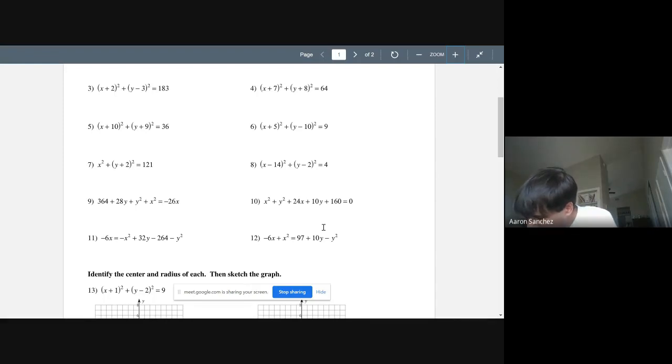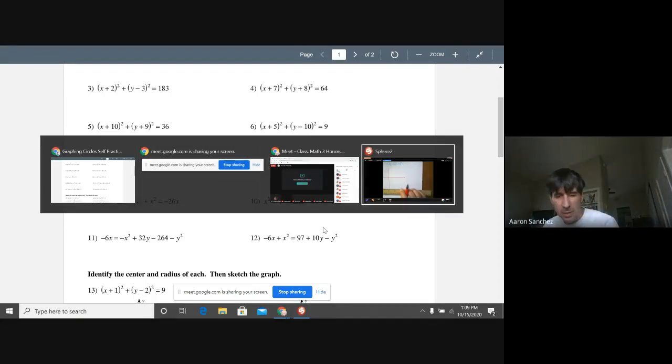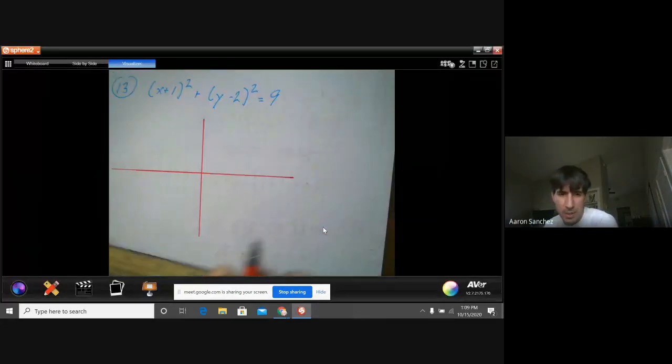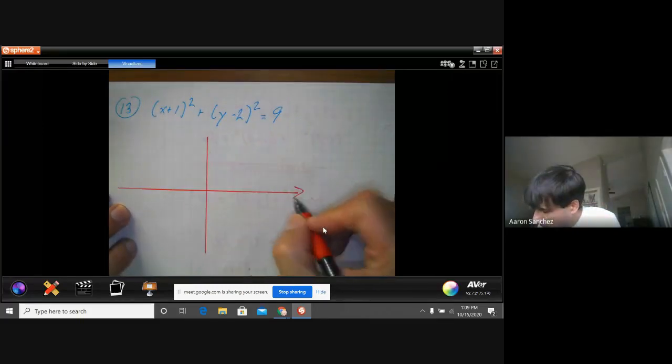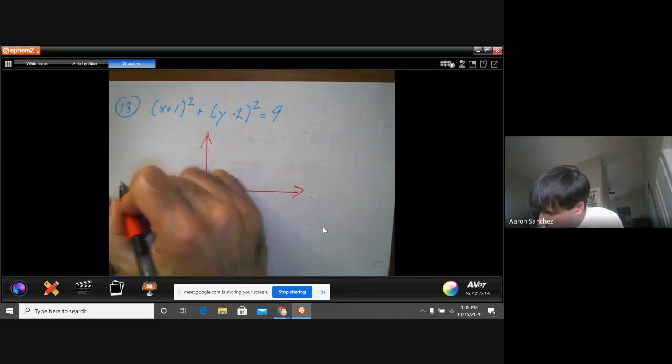Okay, I'm doing 13. I'm making a graph. If you want to print that sheet up, you can and just do it on there, or you just do it on graph paper, whatever you guys want. But you need to graph those circles, okay?